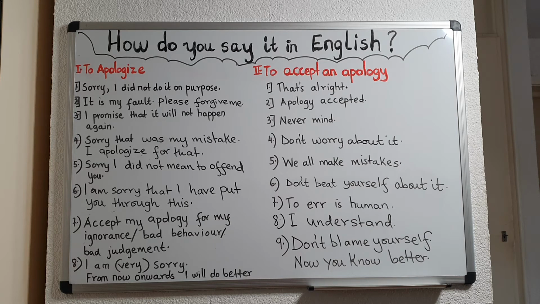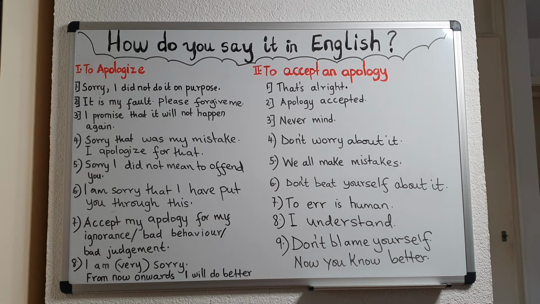Number 4, "Sorry, that was my mistake. I apologize for that." So in this case, you are taking responsibility for your mistake. You did something wrong and you accept that it was your fault, it was your mistake, and you are apologizing for it. So you can say, sorry, that was my mistake. I apologize for that.